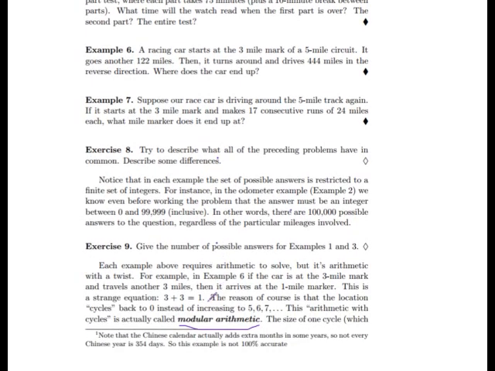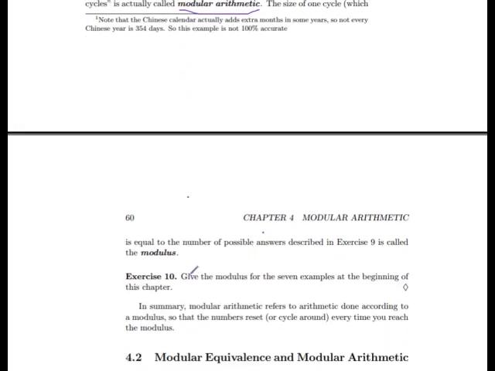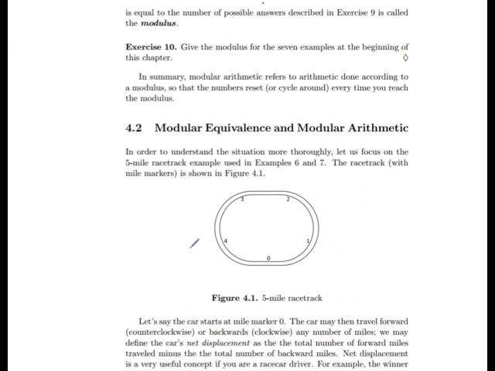In this case of a 5-mile track, that means that there's 5 possible answers. This is called the modulus. So I repeat again that if you have 5 possibilities in a 5-mile track, that means the modulus is 5. Note that the mile markers only go up to 4, but 0, 1, 2, 3, 4 makes 5 possibilities, so the modulus is 5. Okay, so let's continue with this example.